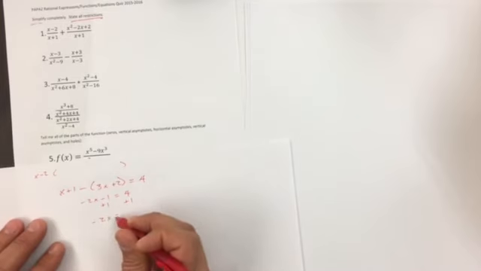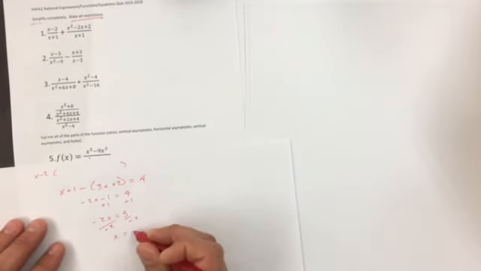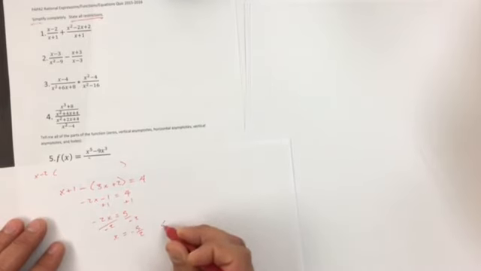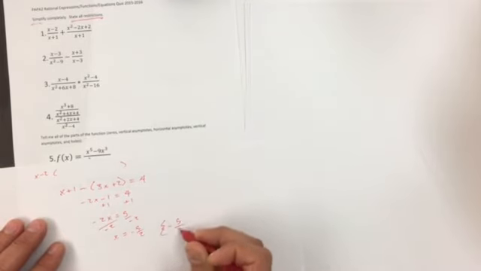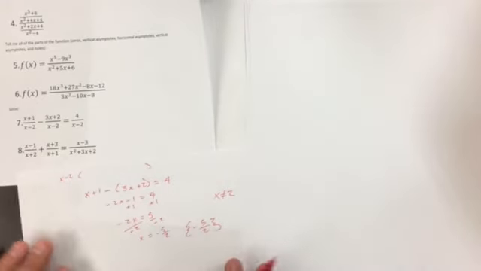So x minus 3x is negative 2x. 1 minus 2 is negative 1. I add 1. Negative 2x equals 5, and I divide by negative 2. X equals negative 5 over 2. And I want to put it in Batman's. That's it for that one. My restriction is x cannot be 2, which is not my solution, so it doesn't matter.